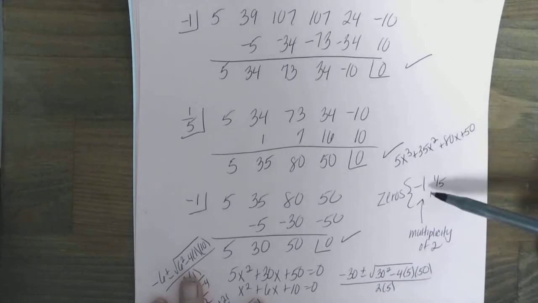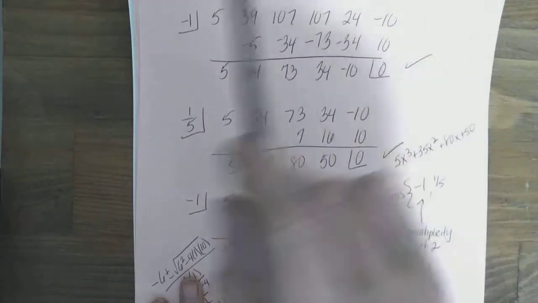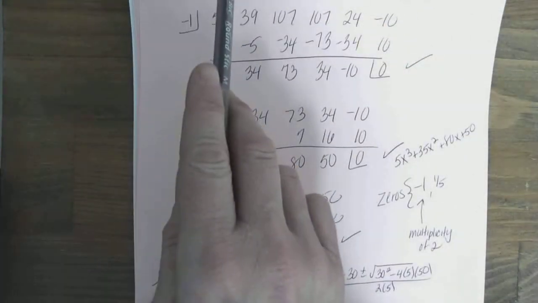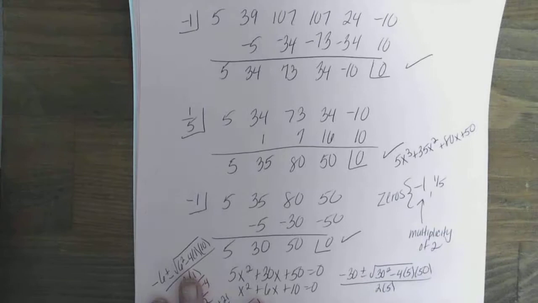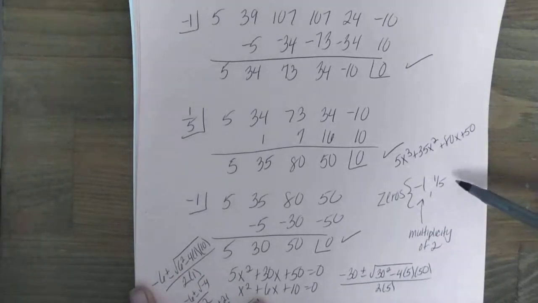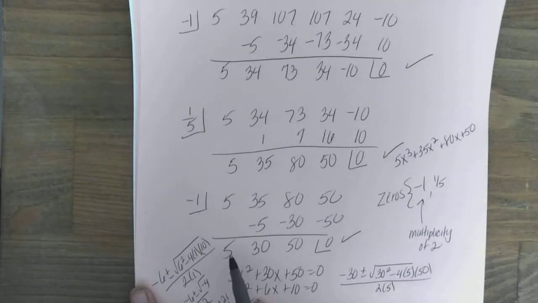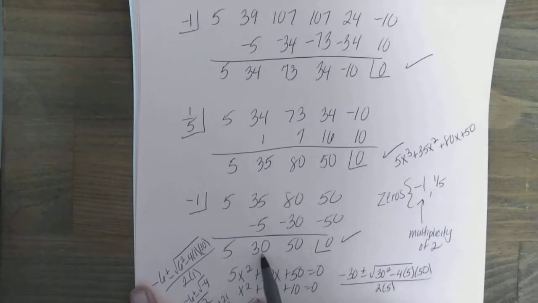That simply means that it is a multiple root. So if this would be factored in its fully factored form, there would be an x plus 1 and an x plus 1. There would be 2 of them. Okay, so I have 2 of the -1s, and I have a 1/5 so far. What is left here then is a 5x squared, a 30x, and a 50.